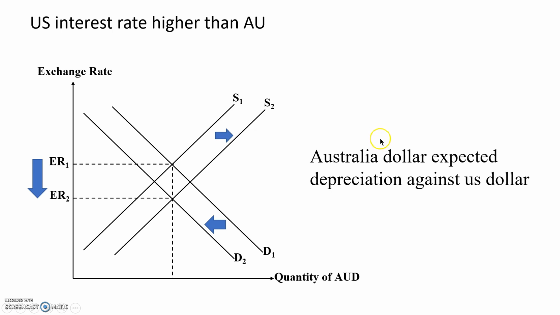This will affect capital flow, and more people will sell Australian dollars to buy US dollars. Then the supply of the Australian dollar will increase, and the supply curve will shift to the right. At the same time, the US will have less demand for Australian dollars, so the demand curve will shift to the left. Finally, we get a new equilibrium and we can see that the Australian dollar is expected to depreciate against the US dollar.